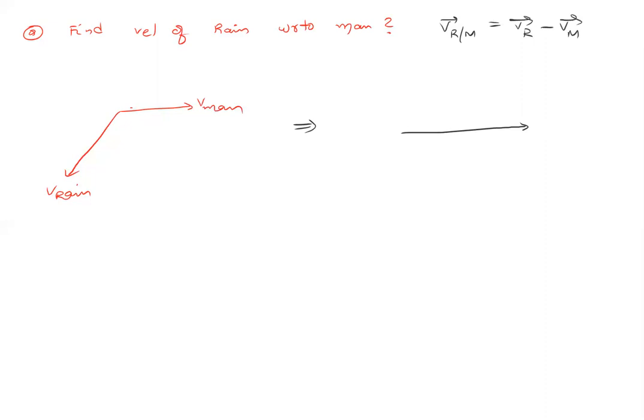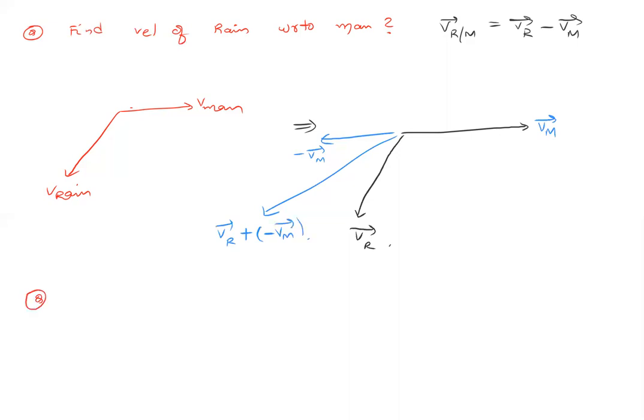Okay, so I told you velocity of a with respect to b means with respect to whatever is there, you have to subtract it. So velocity of rain with respect to man is vr bar minus vm bar. So minus vm bar, so velocity of man bar is this way. Okay, minus vm bar will be this way. Your rain is this way, velocity of rain. So velocity of rain with respect to man, that is vr bar plus minus vm bar will be this way. Okay, next, one more question.